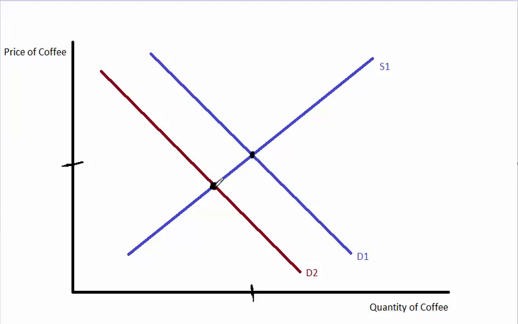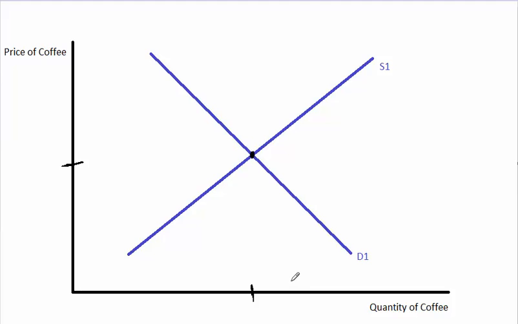Okay, so now if you come over to our y-axis where our price of coffee is, you're going to see that it's right about here. So you can see that when the demand decreases, the price of coffee also must decrease. And the quantity of coffee also, as you can see, decreases from the original value. So now we're going to talk about supply.